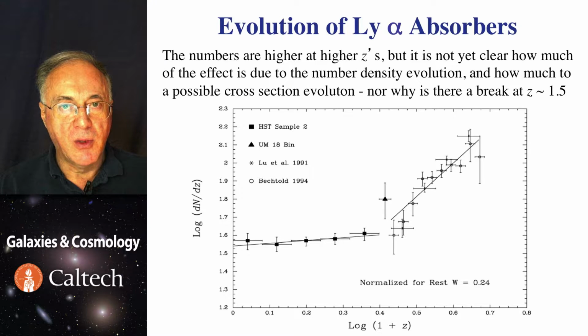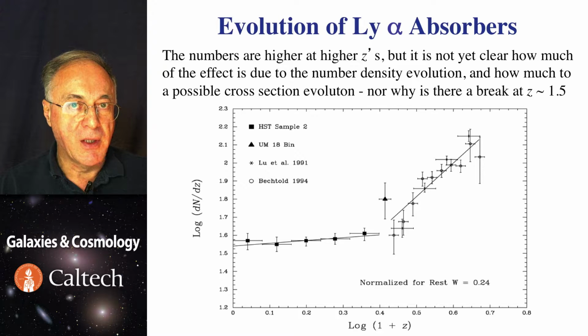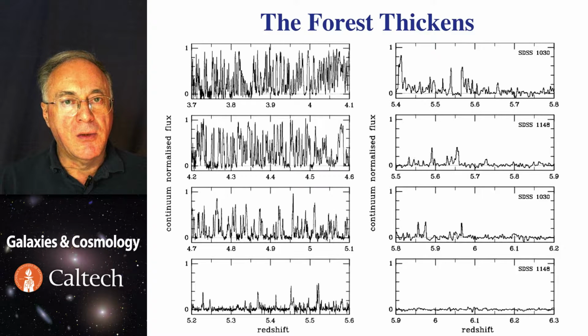There is a change in population. This may or may not have something to do with the peak of the cosmic star formation history that happens at around the same redshift. You may think that clouds have been absorbed into galaxies up until then, and then things kind of slow down. So the column density doesn't change very much. And indeed, as you go to higher redshifts, you get thicker and thicker forest.